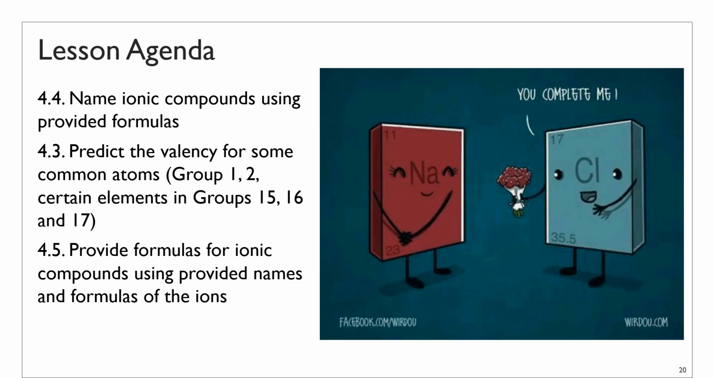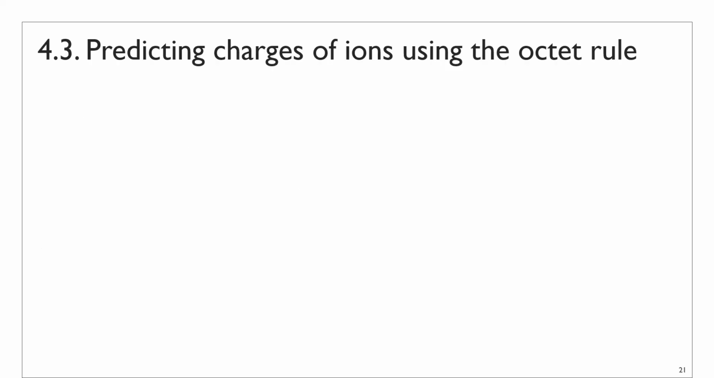It's a lattice. So this is the agenda. We're going to look at the naming and writing of formulas of ionic compounds, so 4.4 and 4.5. Before that, we need to look at the octet rule a little bit as a way to predict the charge of some ions for some common atoms. That's 4.3, so I'm going to start with 4.3. You can use this as the heading: predicting charges of ions using the octet rule. And I think some of you have heard of the octet rule in the past.